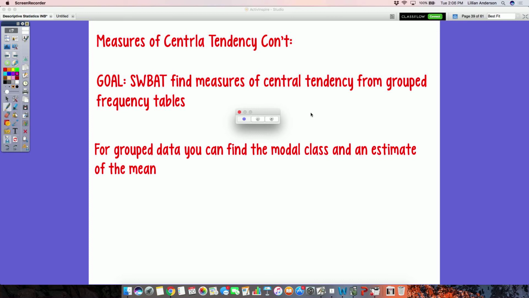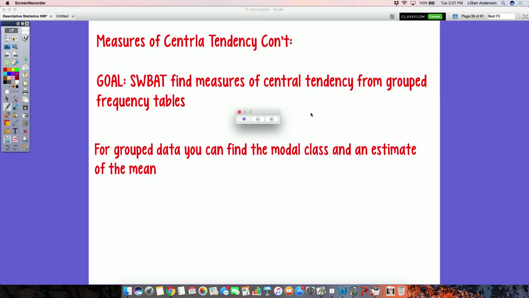But with a group frequency table, it's a tad bit different because you don't know the specific values that fall in each one of those intervals, right? We don't know any of those. So instead of actually finding a mean, we're going to be finding an estimate of the mean. It's almost like we're rounding a little bit. We won't be able to find an exact mean because we do not have specific values.